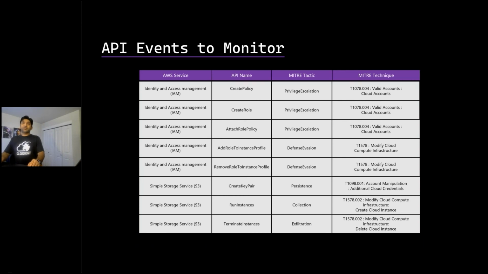So these are some of the APIs that we can start monitoring. Some of these APIs we already covered in the previous scenario. A couple of new APIs are create key pair, run instances, terminate instances. These are again mapped to the respective tactic and technique, so you can map your detection to the attack framework.